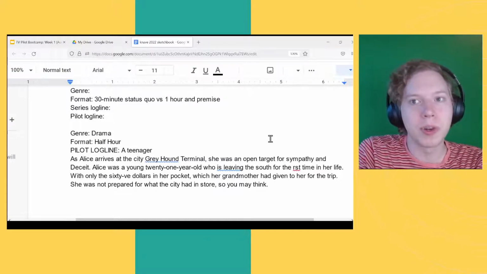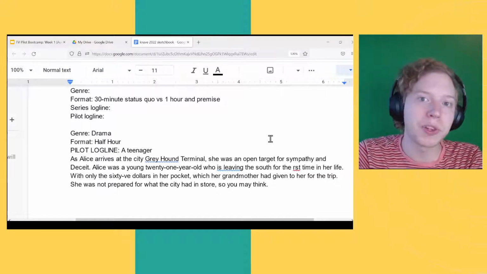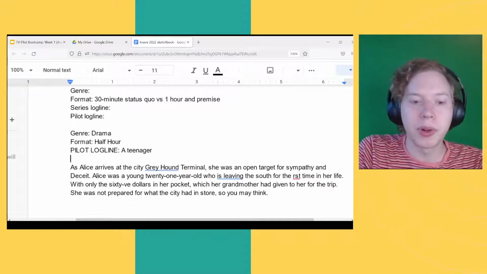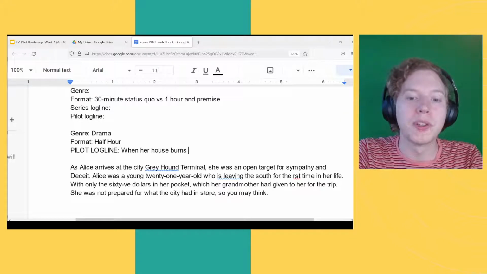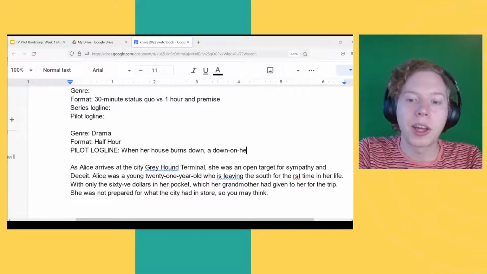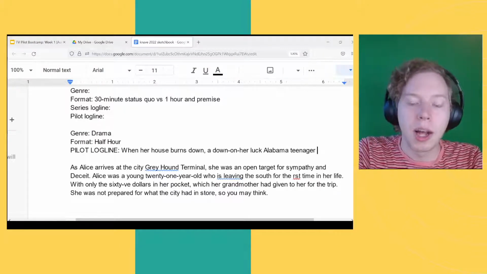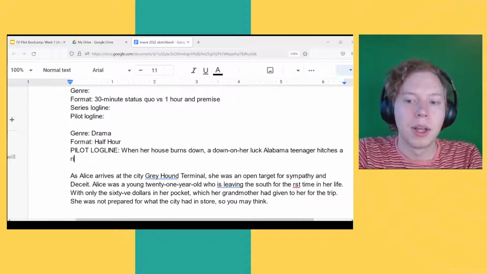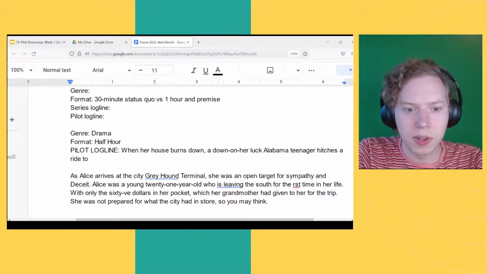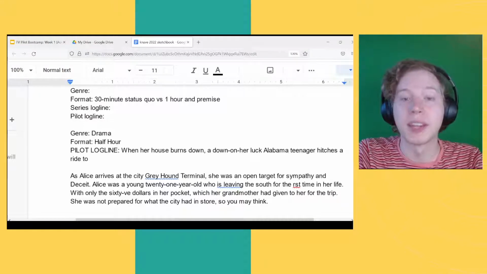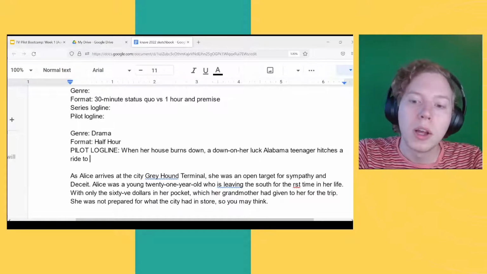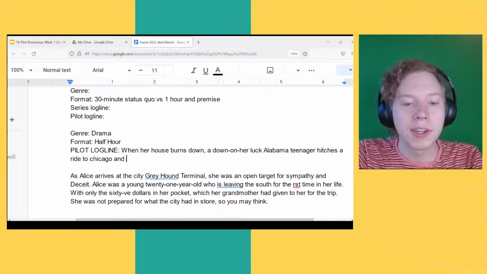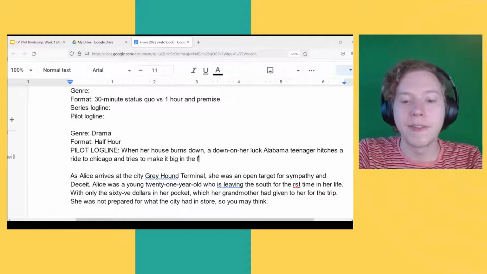Okay, so I think it's a good idea to at least, even if the way it unfolds in the episode is left a little bit more as a mystery at first, why she's doing this, we would still, I'm just going to give you an example, and you don't have to use this exact thing, say something like: when her house burns down, a down-on-her-luck southern, or we might say Alabama, teenager hitches a ride to, what's the big city she's going to? It doesn't say here. I'm just going to pick a city. This is just the form, what a logline might look like for this. So she hitches a ride to Chicago and tries to make it big in the fashion industry.